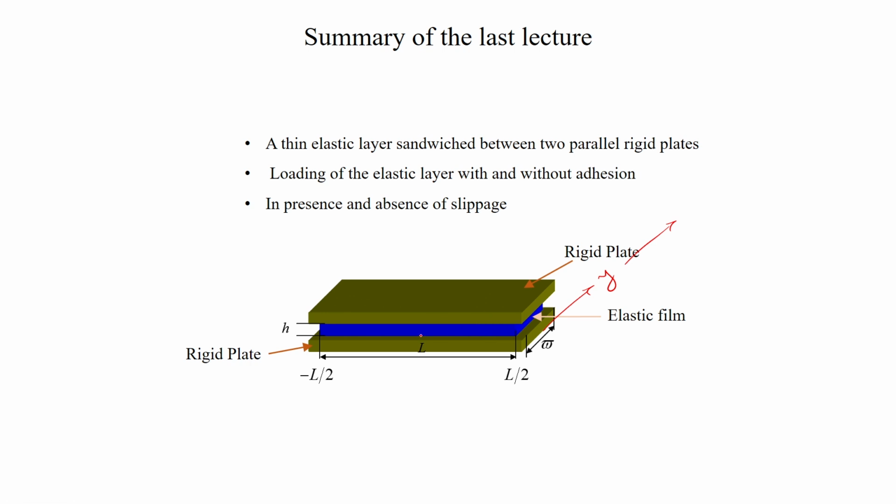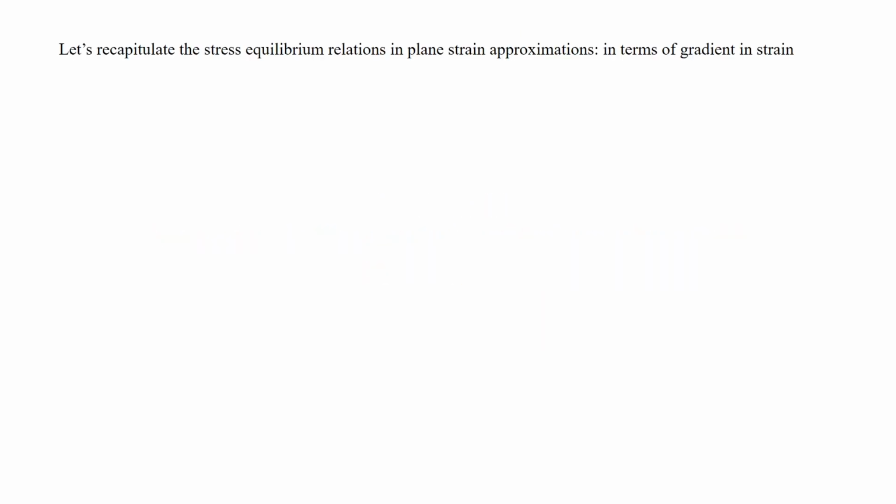Here, this is the x axis and this is the z axis. z equal to 0 defines this particular surface, and z equal to h defines this other surface. Now, this is an elastic film, and we would like to write the stress equilibrium relations in this film in terms of the gradients in the strain.